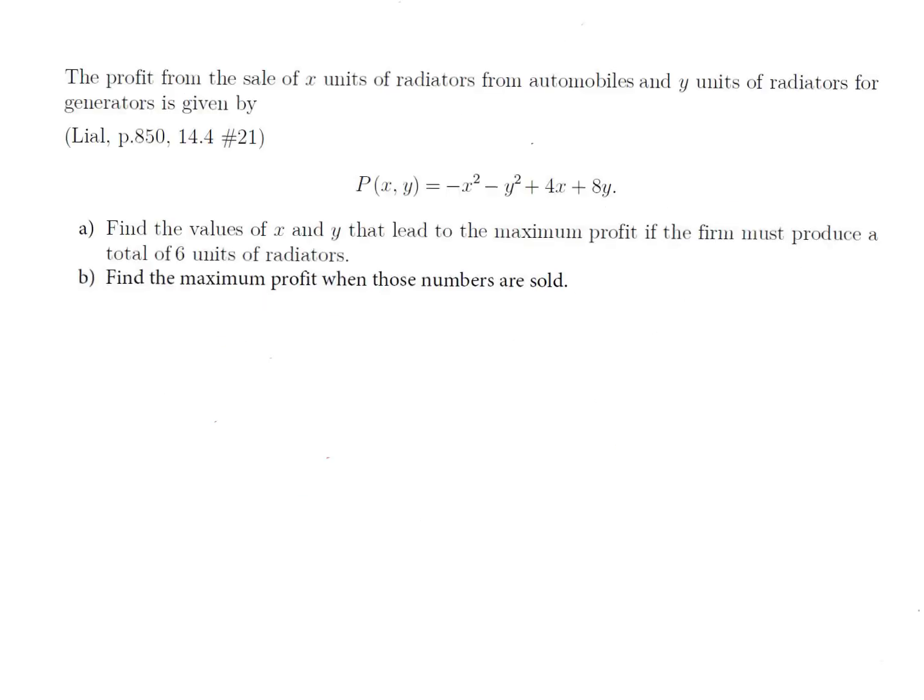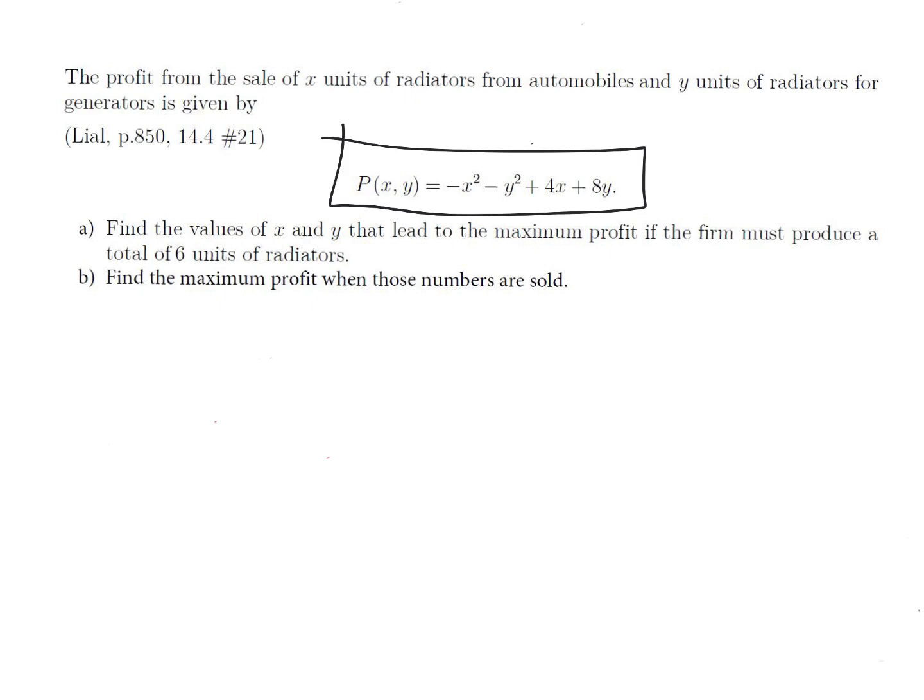So let's have a look at this question. This is the first one. The profit from the sale of X units of, do people say radiators or radiators? Anyway, I'll use that. The profit from the sale of X units of radiators from automobiles and Y units of radiators from generators is given by this profit function. Okay, there we have it. It says find the values of X and Y that lead to a maximum profit. Okay, that seems familiar. We've already seen that.